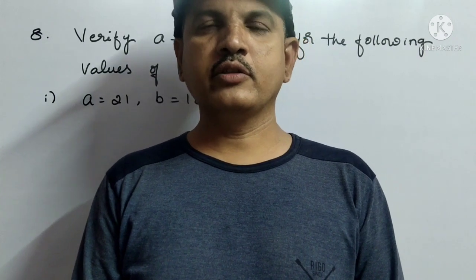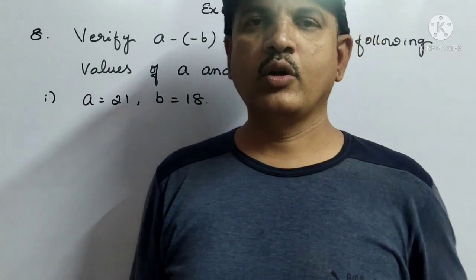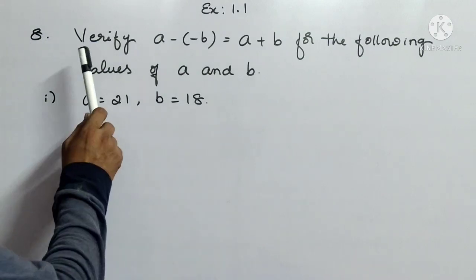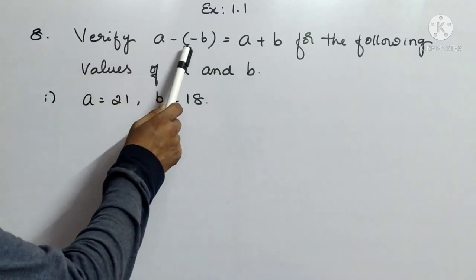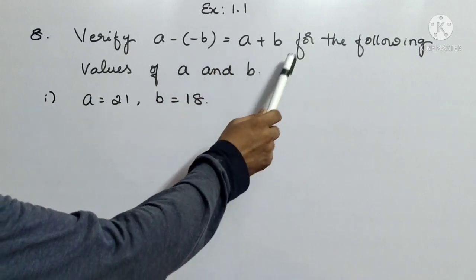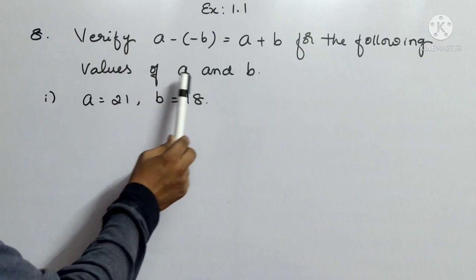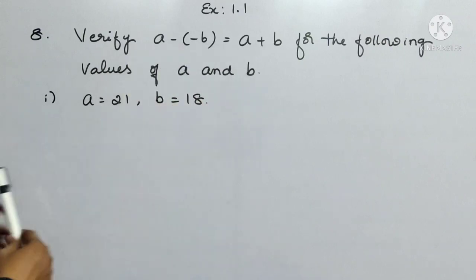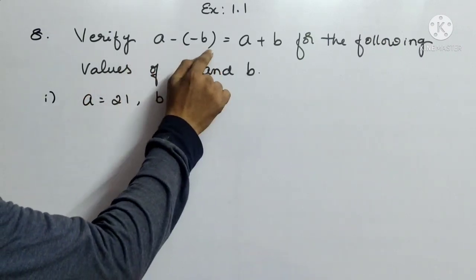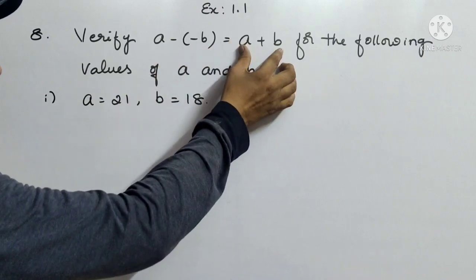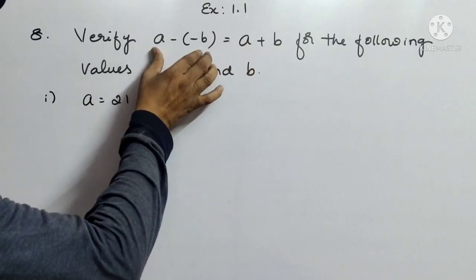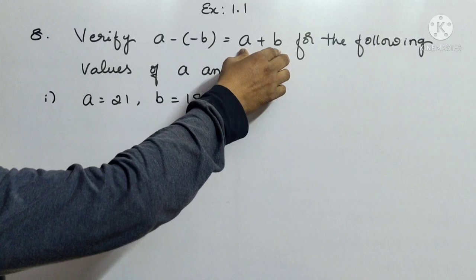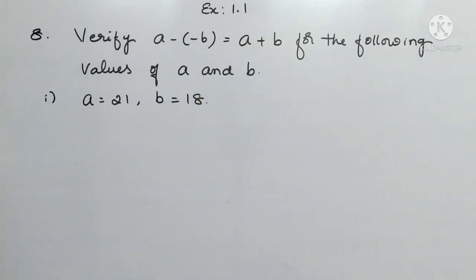Now today we are going to discuss exercise 1.1, the 8th sum. See here: verify a minus of minus b equals a plus b for the following values of a and b. That means we have to verify these two. As I told you clearly, this is LHS, left hand side, and this is RHS, right hand side. What is before the equal to is called left hand side. After the equal to, it is called right hand side. We can write the shortcuts LHS and RHS.